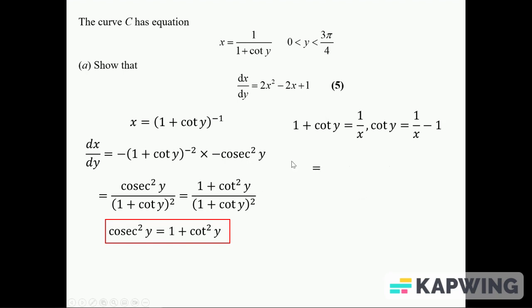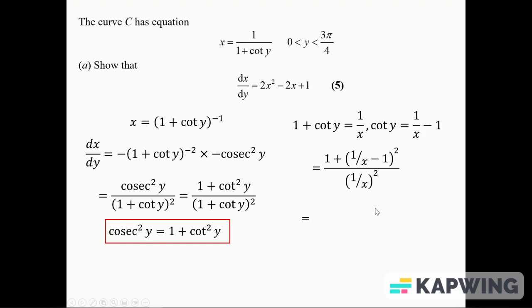So the dx over dy then, I've got 1 plus cot squared on the top, I've got (1 plus cot y) all squared on the bottom. So this is just (1 over x) all squared. 1 plus cot y is 1 over x, so this is (1 over x) all squared. Top line, 1 plus cot squared, so it's 1 plus this squared. So I've got 1 plus (1 over x minus 1) all squared.